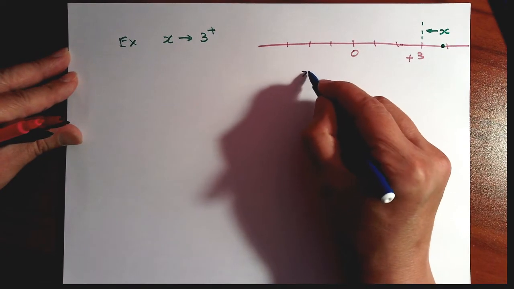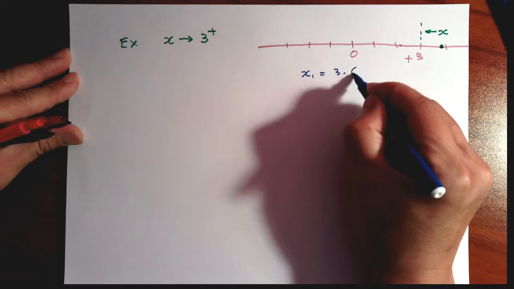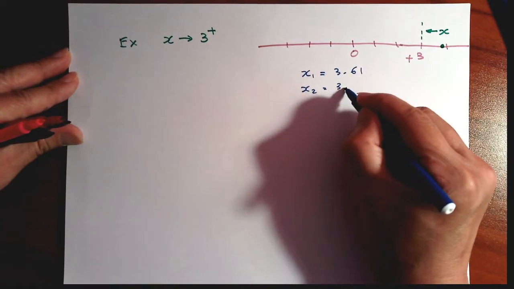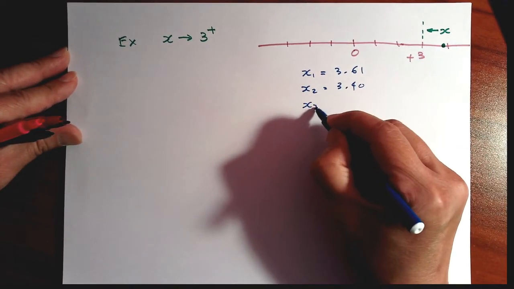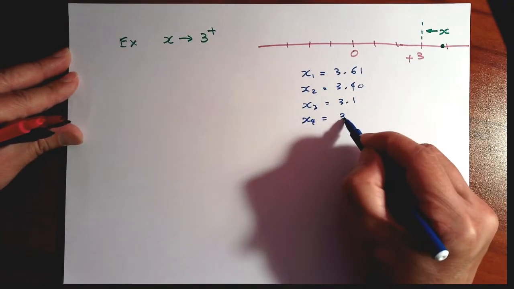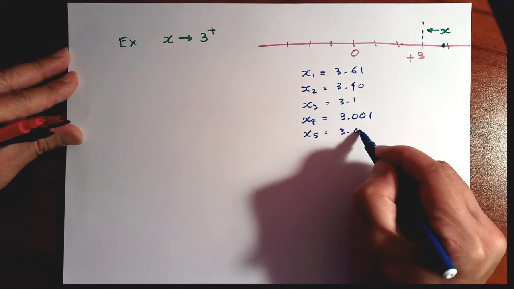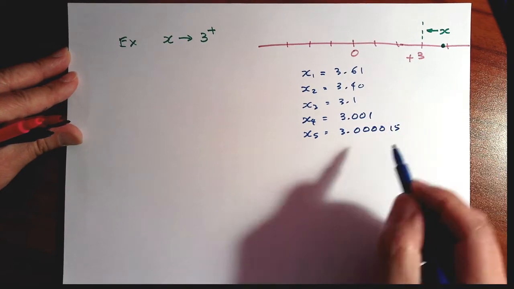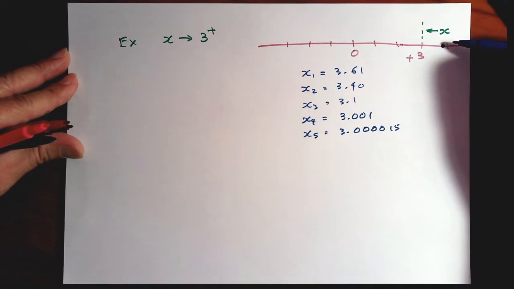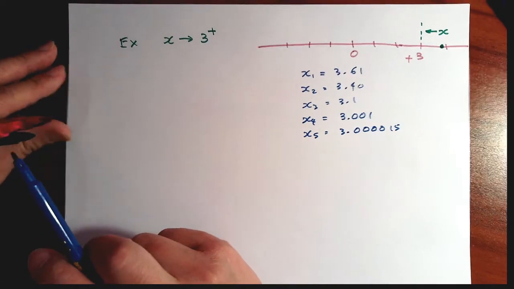So x could be 3.61, and then the next, as it gets closer, it'll be 3.40, 3.1, 3.001, 3.00015. It gets closer and closer and approaches 3, but from the positive side. X approaches 3 from the positive side.